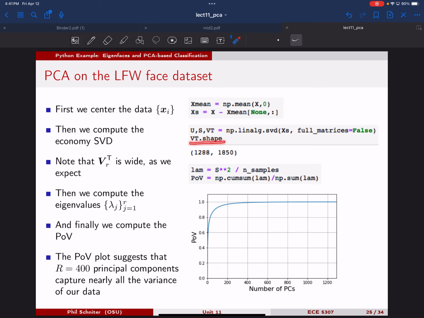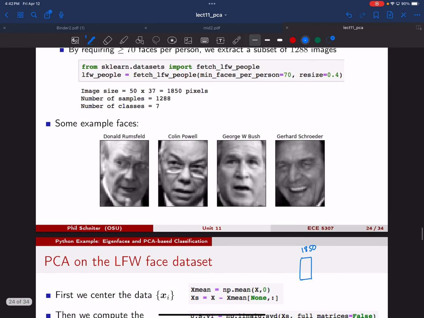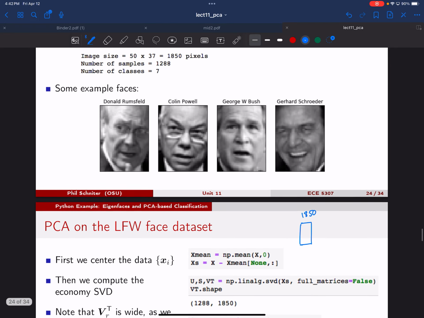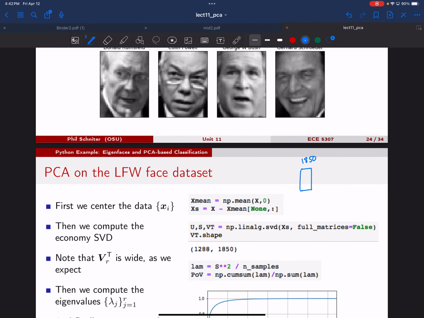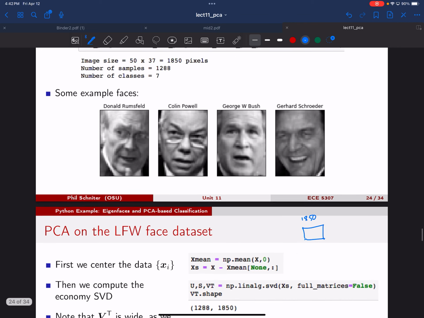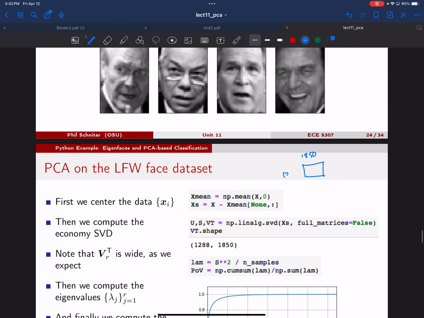If we take a look at the shape of this V matrix, we expect, so remember, X is a tall matrix. There's 1,850 pixels by, well, actually, X is wide in this case. It's a little unusual, but 1,850 pixels by 1,288 faces.